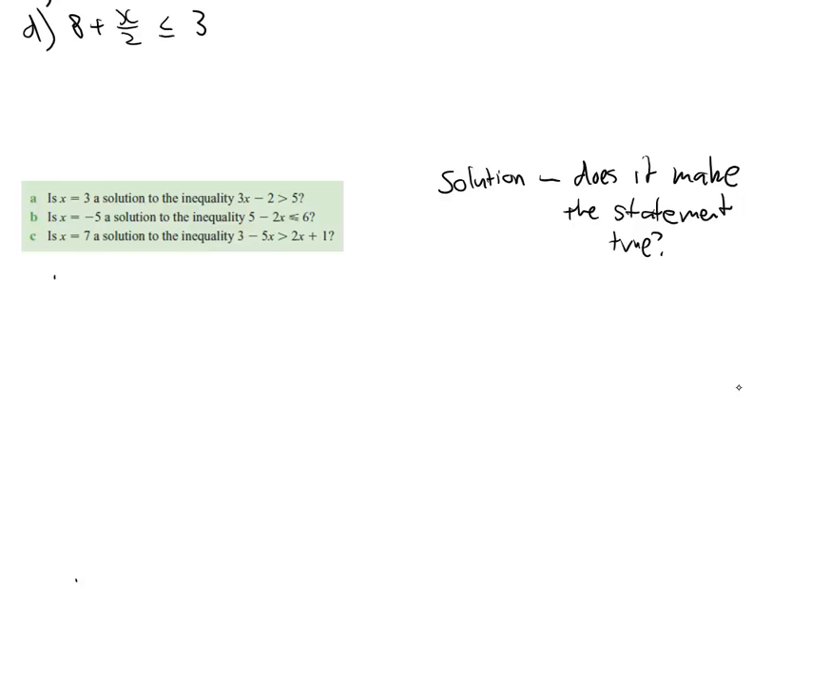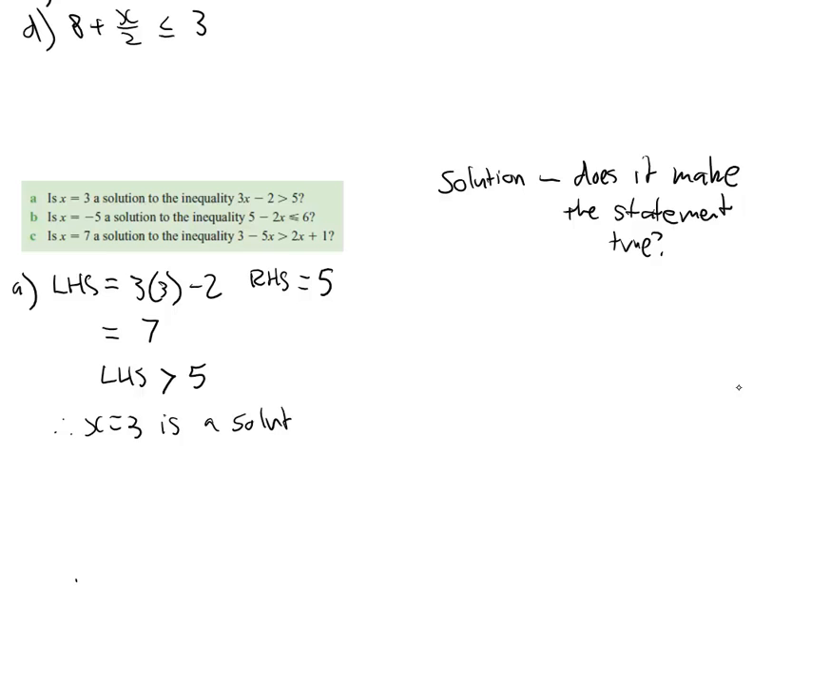We're going to first find out what the left-hand side is for part A, and we're going to see, is it greater than the right-hand side? So the left-hand side is going to be 3, and then we replace x with its value, 3 minus 2. So that's going to be 9 minus 2, which is 7, and the right-hand side we are given as 5. Now, because the left-hand side is then greater than the right-hand side, we can therefore say x equals 3 is a solution.